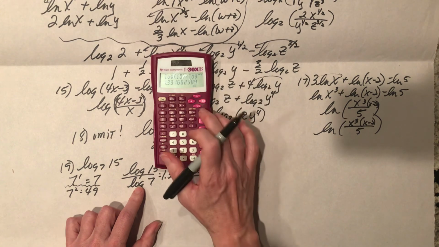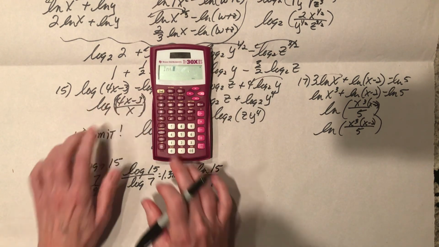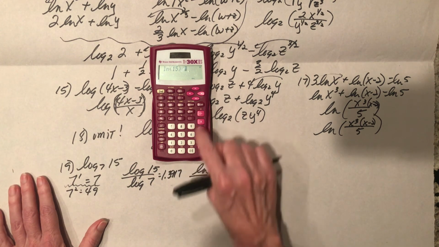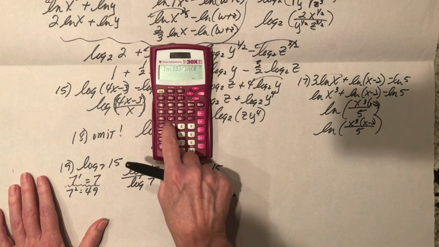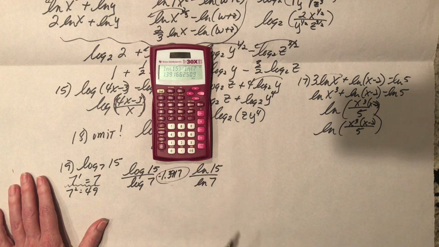Same thing's going to happen if you use natural log. So natural log is this key. Natural log of 15, don't forget to close it out with the other set of parentheses, divided by natural log of 7, and you get the same answer, 1.39166, which rounds to 1.3917. So you're going to get that same answer.